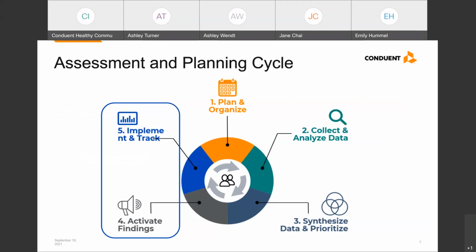This visualization of a community health assessment and planning cycle shows the different phases of the process, starting with planning and organizing for your efforts, then collecting and analyzing the data, synthesizing data and agreeing on priorities, engaging partners and activating your plan, and finally, implementing and tracking your plan. As we're getting going, please feel free to share in chat which of these areas has been the most challenging for you.